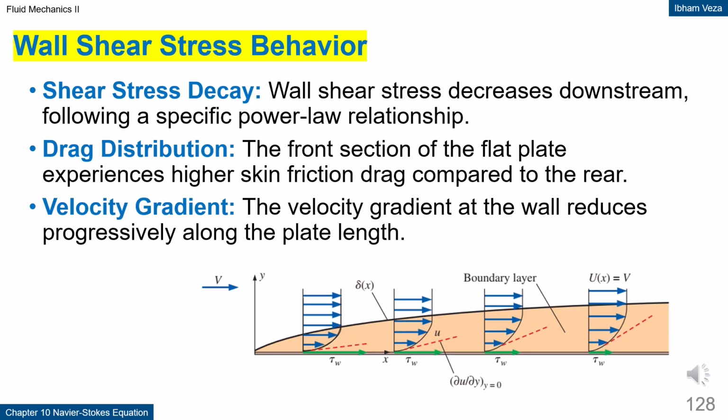Wall shear stress behavior. The wall shear stress decreases as the distance from the leading edge of the plate increases. This happens because the velocity gradient near the wall becomes smaller as the boundary layer grows thicker. As a result, the skin friction per unit area is highest near the front part of the plate. This distribution explains why the largest contribution to drag comes from the leading portion of the surface. In practice, this is important for surface design to control skin friction.